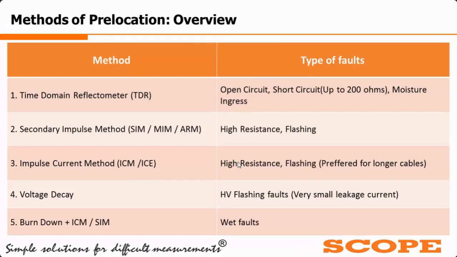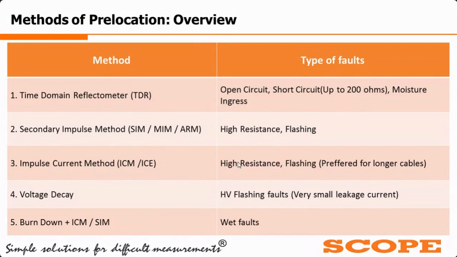The last method of prelocation is the voltage decay method, in which a DC high voltage source is used. We continuously charge the cable with DC high voltage, and after a particular time the cable is charged and the fault breaks down. The voltage decay method is also useful for locating HV flashing faults where very small leakage current or a very high resistance fault is present.